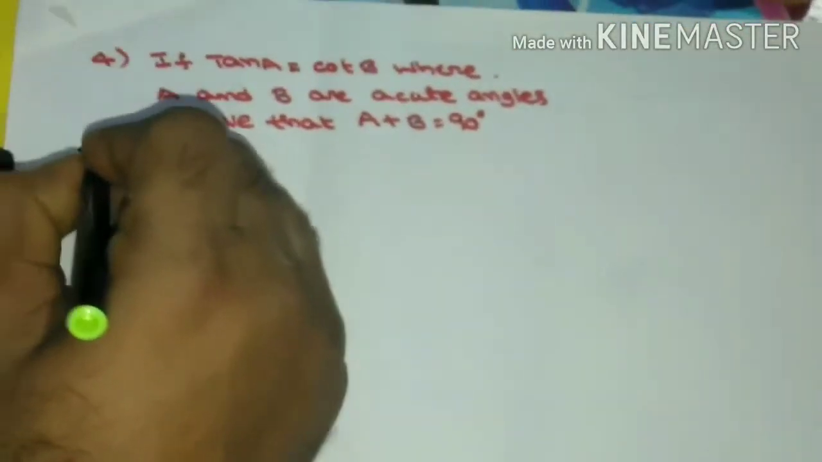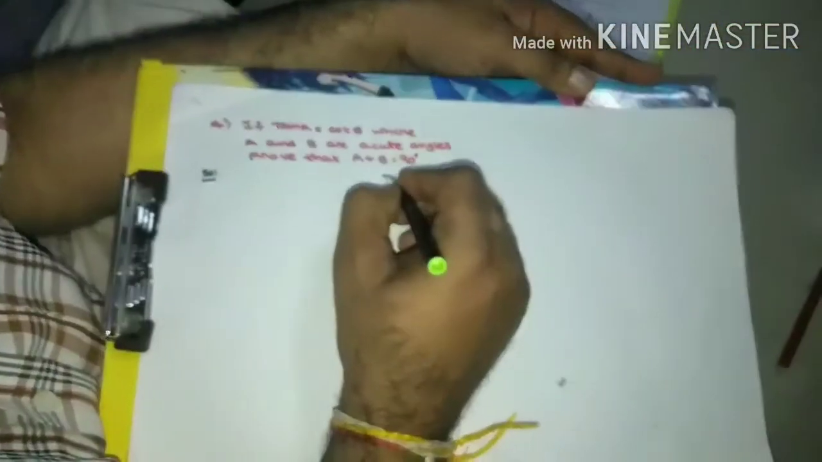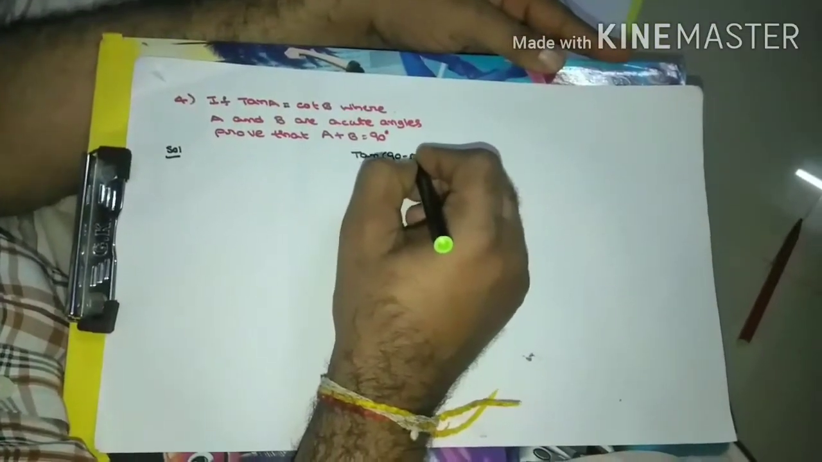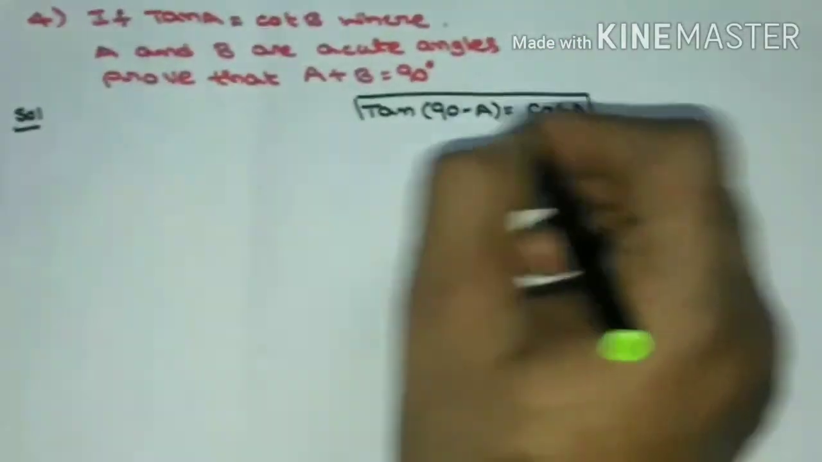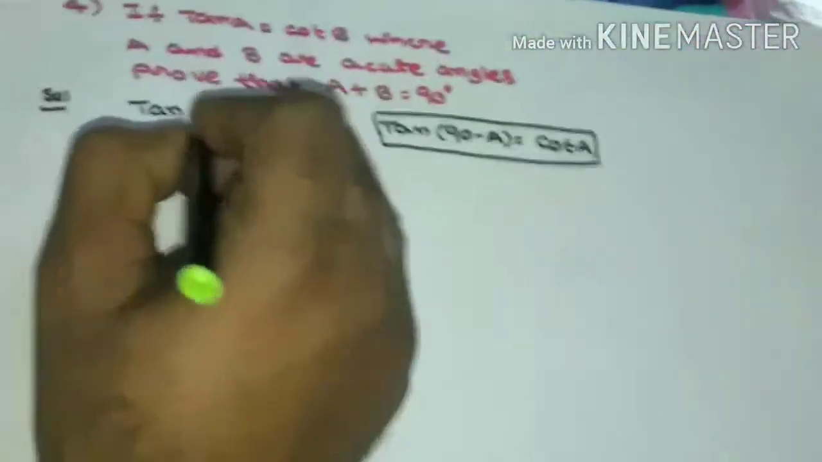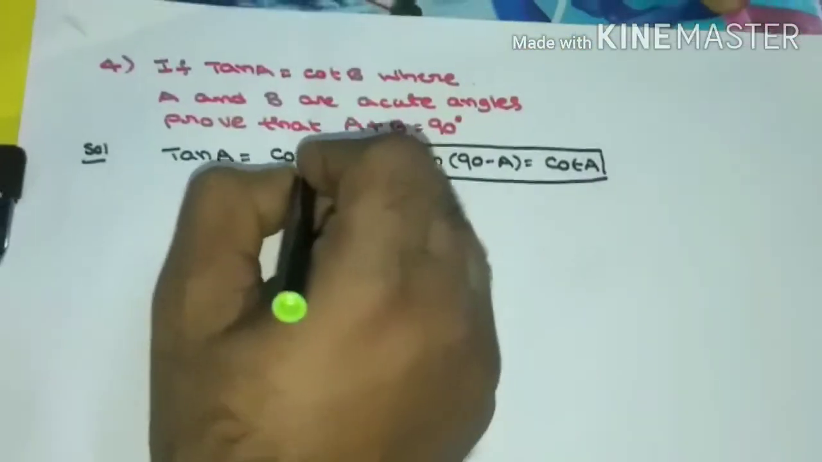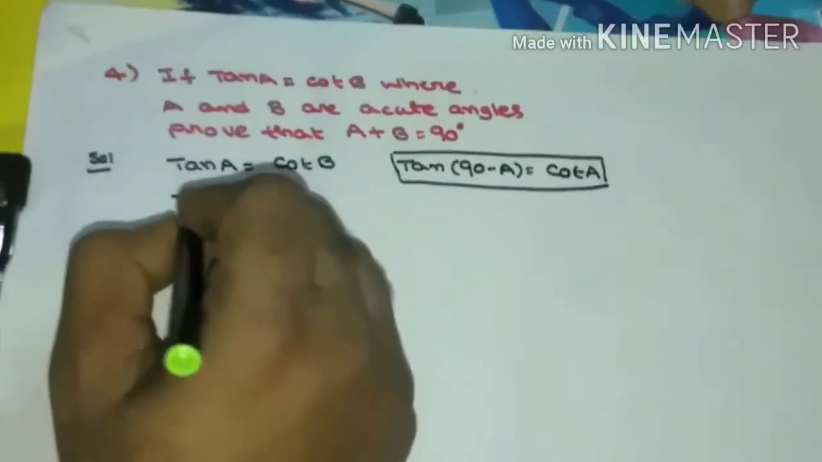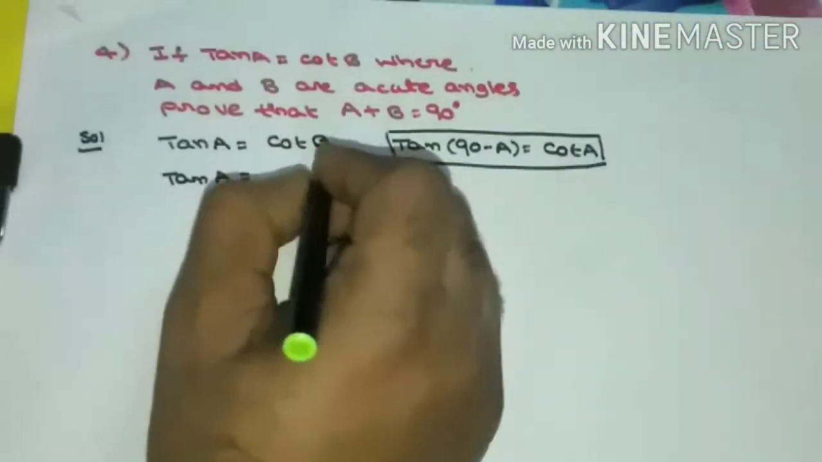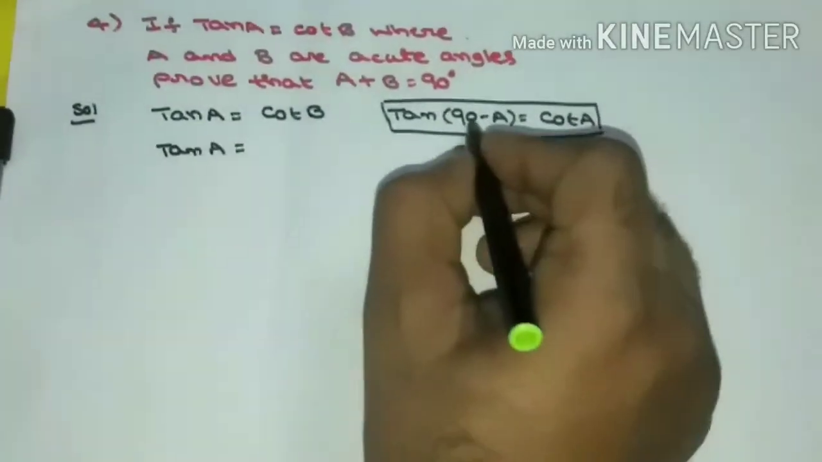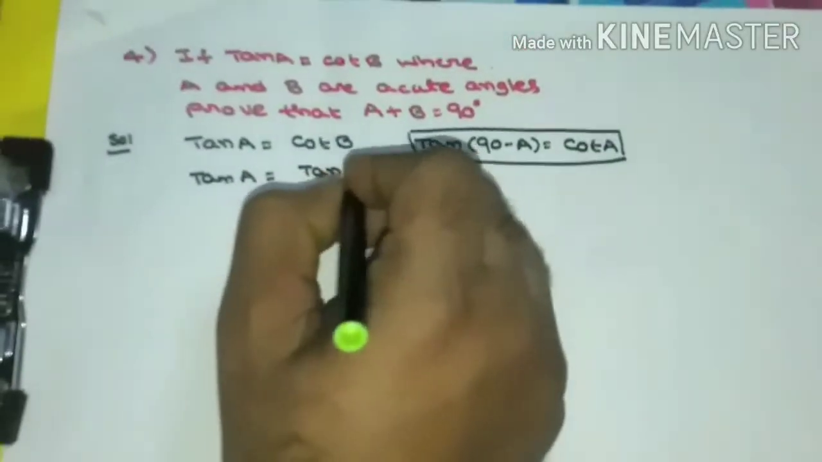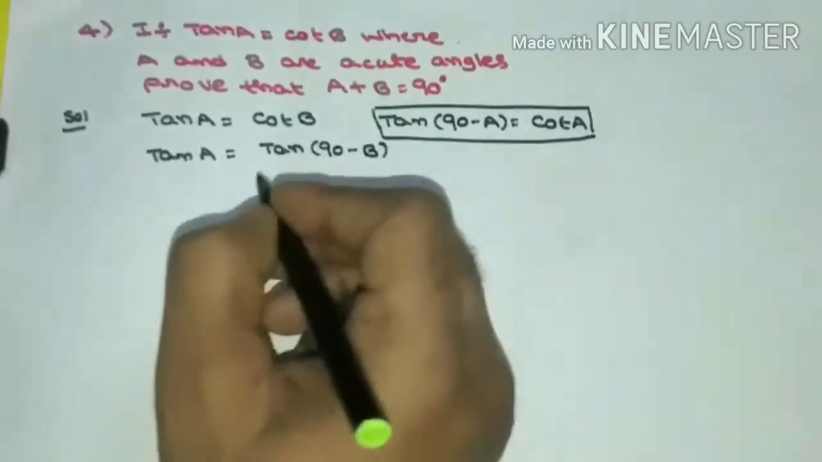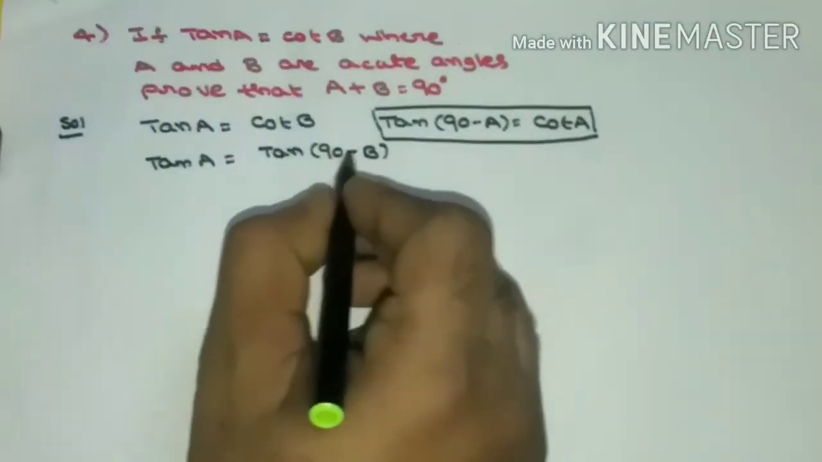In the last class I already explained tan of 90 minus A equals cot A. Using this formula, given that tan A equals cot B. Now cot A means tan of 90 minus A. Now cot B, how will we write? Tan of 90 minus B. So here tan A equals tan of 90 minus B.